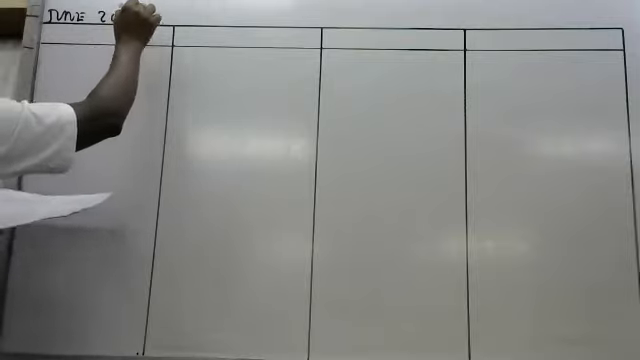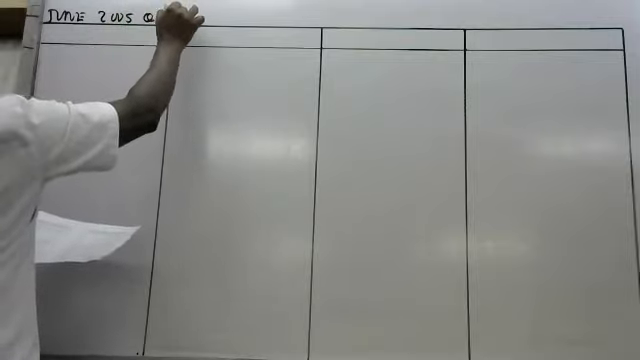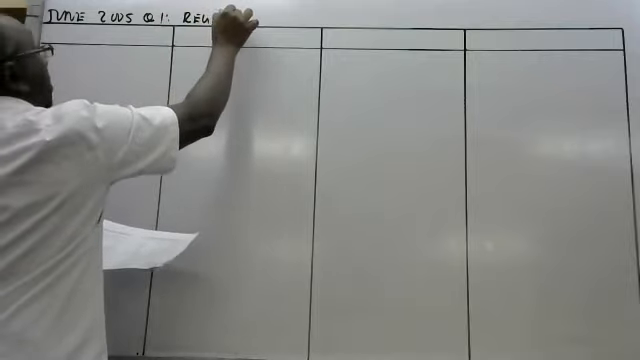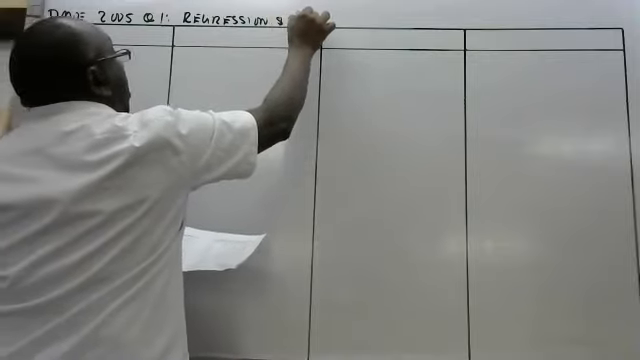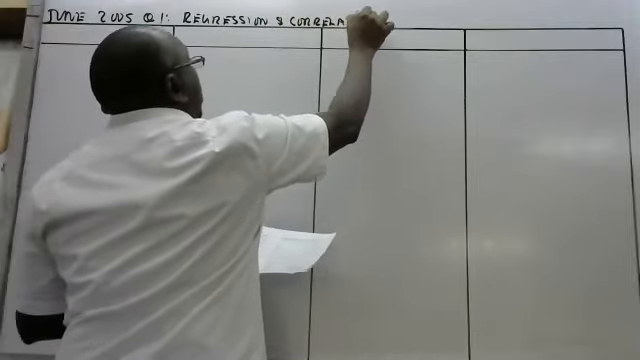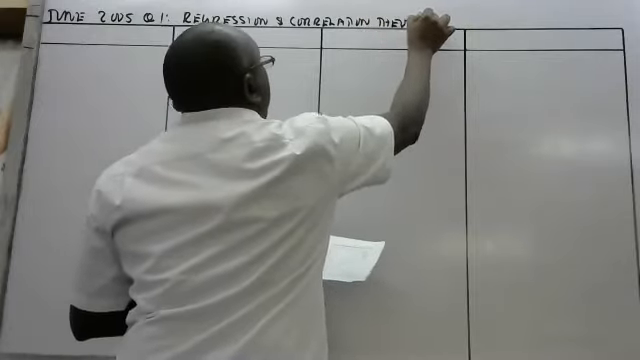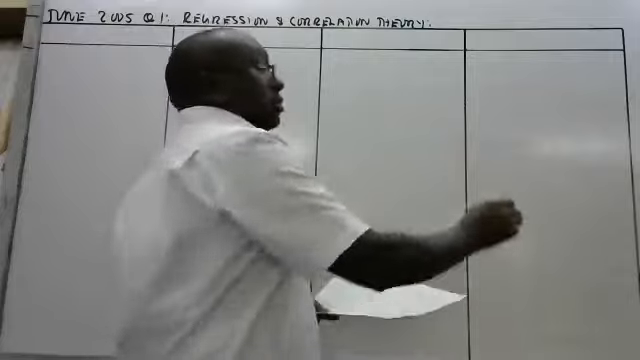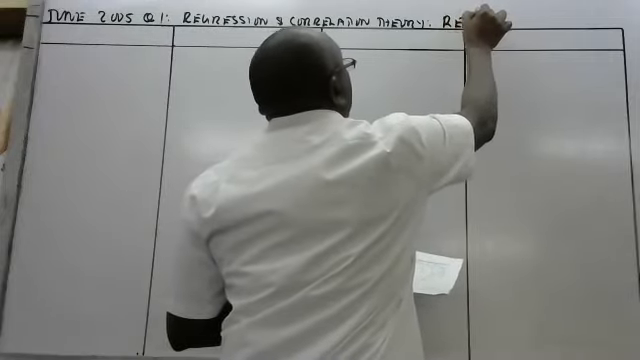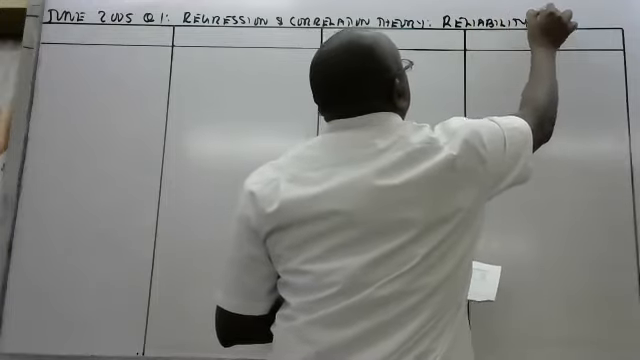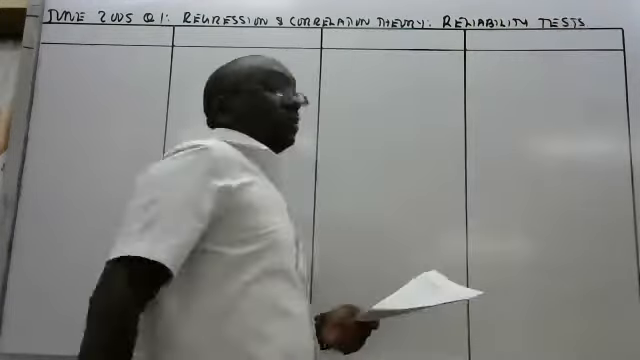So this question of June 2005, question one, is on what we call regression and correlation theory. And specifically, what we are taught to do is what we call reliability tests. Reliability tests. That is what we are taught to do.